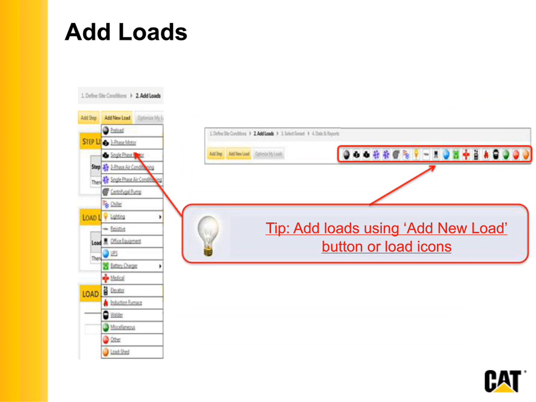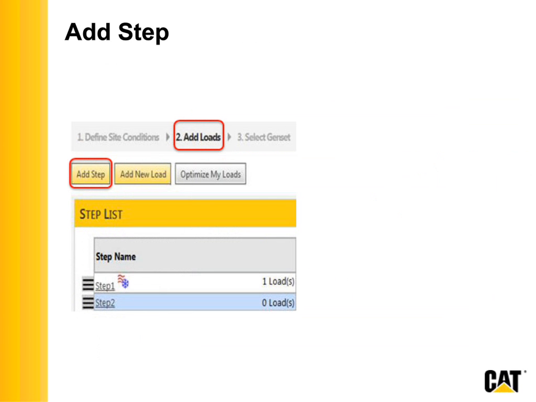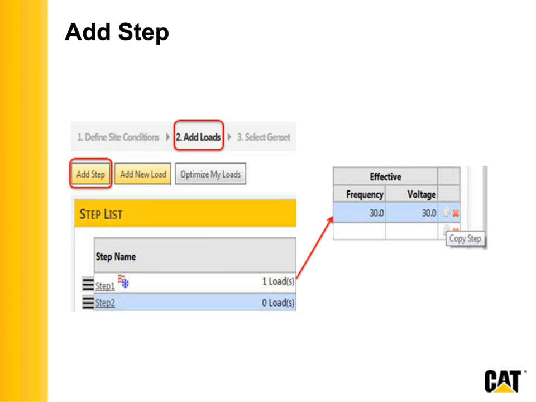Okay, here we're going back and we're looking at adding a step to SpecSizer. To do that, you simply click the Add Step button. And you can see here where you have the ability to copy a step or the ability to delete a step.